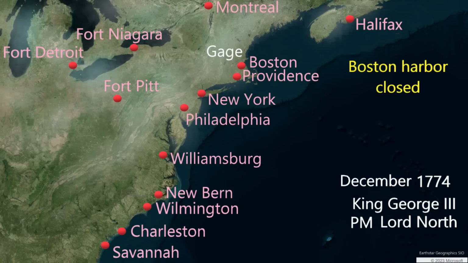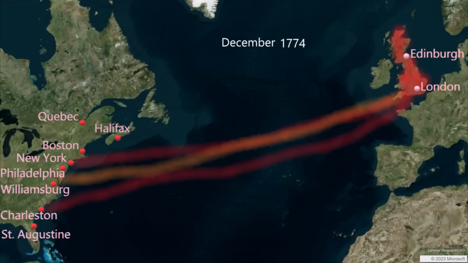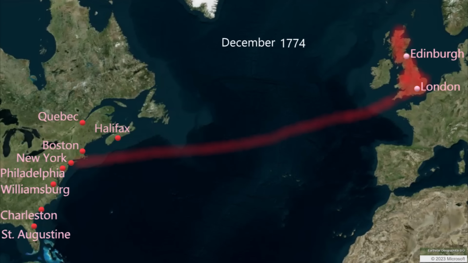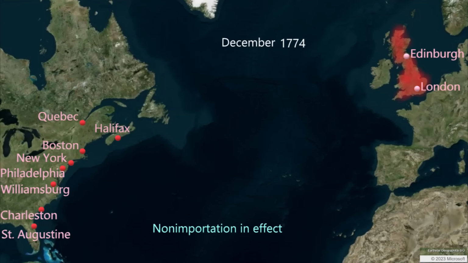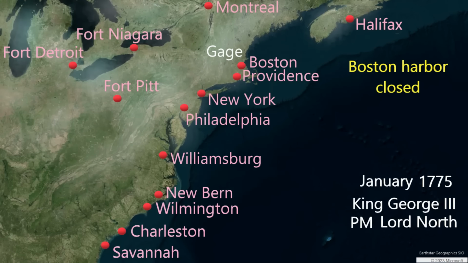December 1774. At Portsmouth, New Hampshire, cannon from Fort William and Mary are commandeered by independent militia. We will zoom out to the wider Atlantic world. Non-importation, enforced by the Continental Congress, is now in effect. Transatlantic trade shuts down. 1774 comes to an end. We will zoom back into the colonies.